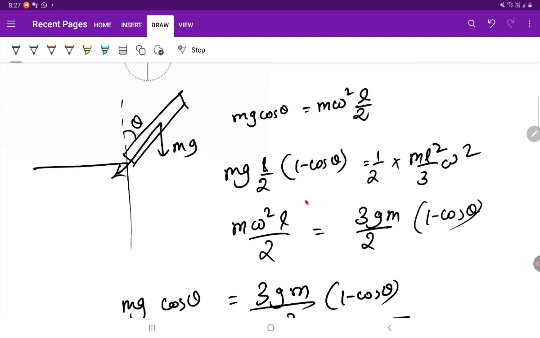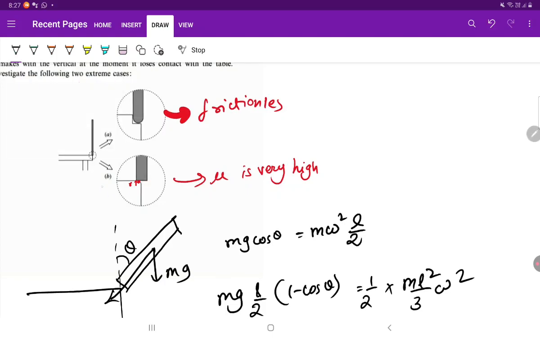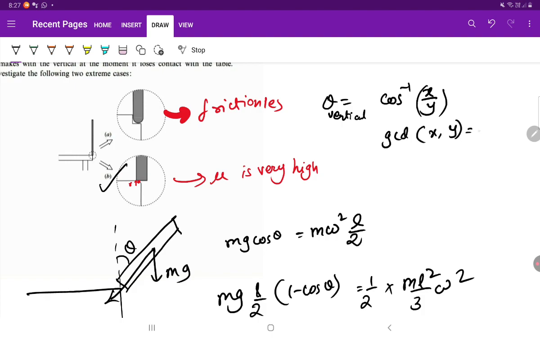So part B was relatively easy, because you just needed to apply some formula. Now what about part A? Is part A the same as or different from B? That is, is the angle at which it will leave 53 degrees or something else? For part A, the angle at which it will leave with respect to the vertical is given as cos inverse of x by y, where the greatest common divisor of x and y is 1. You have to report the value of x plus y. Pause the video, give it a try.